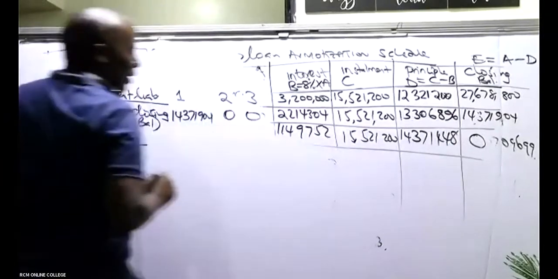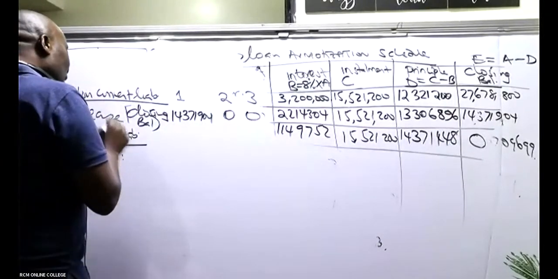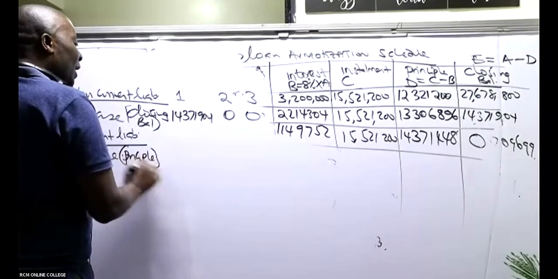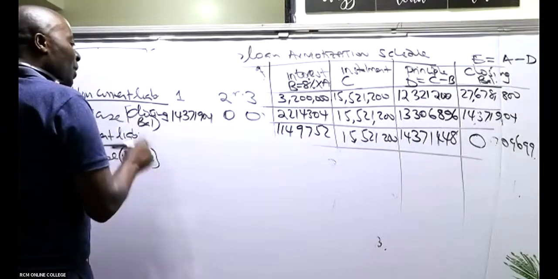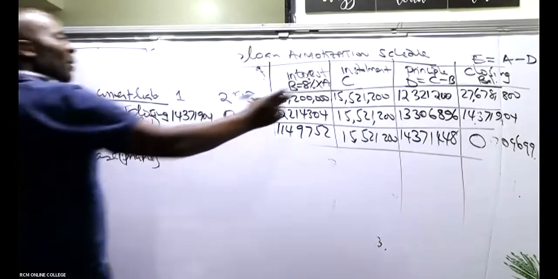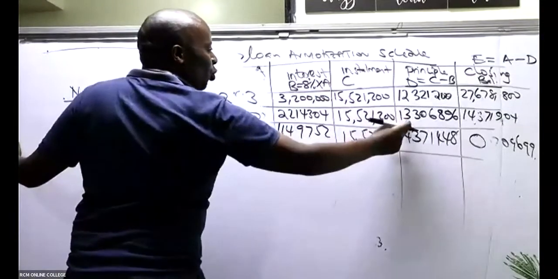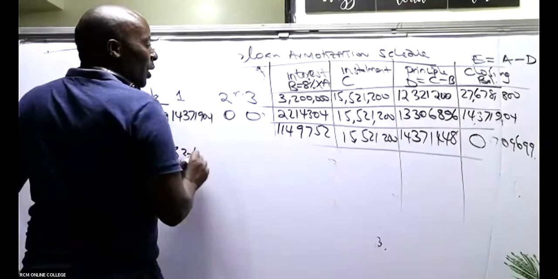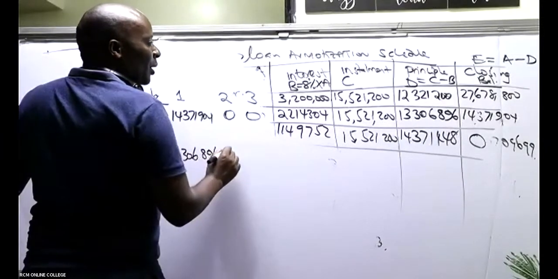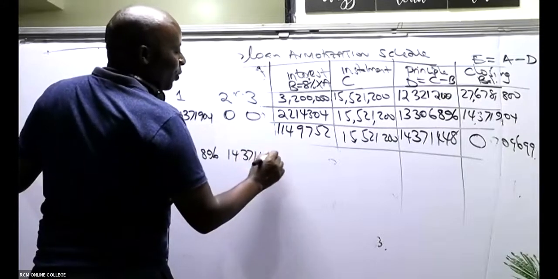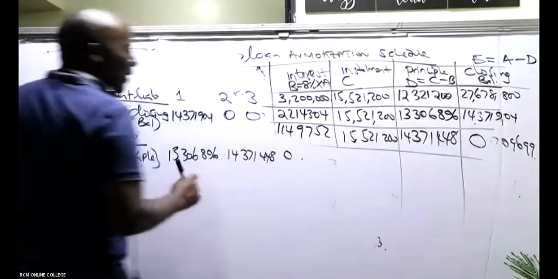Here there's nothing. For lease current liability, pick in this case the principal. Again, from year 2 onwards, pick without even reasoning. You pick the principal, but from year 2 onwards. So we have 13,306,896, then 14,371,448, whatever, and then of course there will be a 0 there.